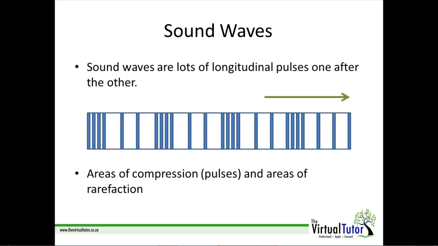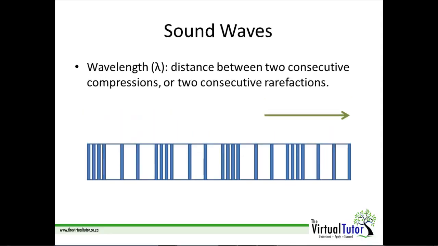The waves have areas of compression, which are the pulses, and areas of rarefaction, where the medium is spread out between the pulses. The wavelength is the distance between two consecutive compressions or two consecutive rarefactions. Wavelength can be measured if you can see the wave, like in a spring.